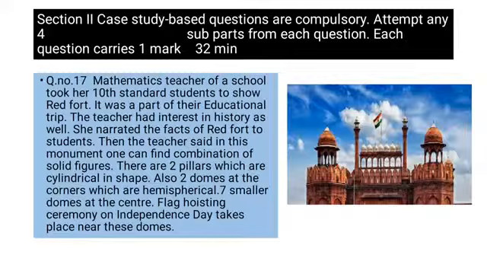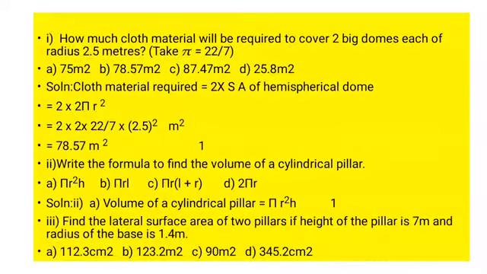paragraph. These are 2 pillars which are cylindrical in shape, 2 domes at the corner which are hemispherical, 7 smaller domes at the center. So you have to draw diagram of cylindrical shape and diagram of dome, that is hemisphere, first. Now try to answer.